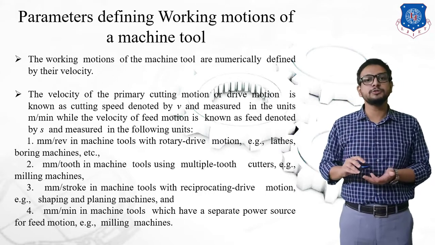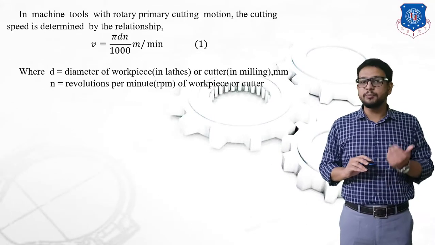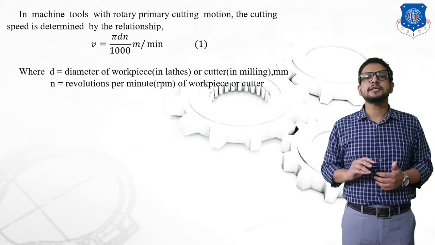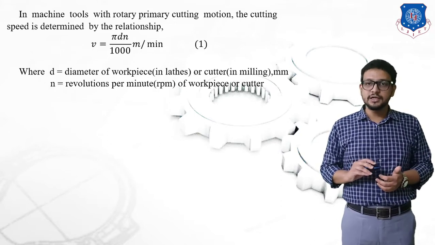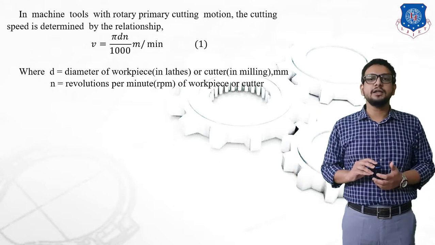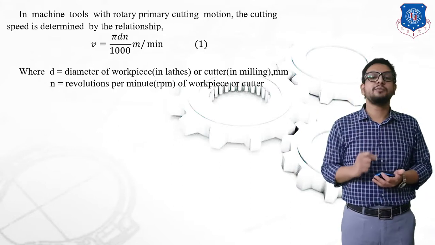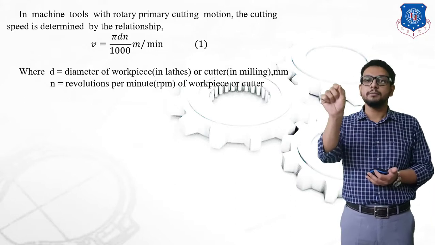Okay, let's move further. Now we need to see the equations for a cutting speed. In a machine tool with a rotary primary cutting motion, the cutting speed is represented as V is equal to pi d n by 1000, which will be in meter per minute. Here d is the diameter of a workpiece, which will always be taken in mm. For converting that into meter, we have divided by 1000. So the unit of cutting speed will be meter per minute.